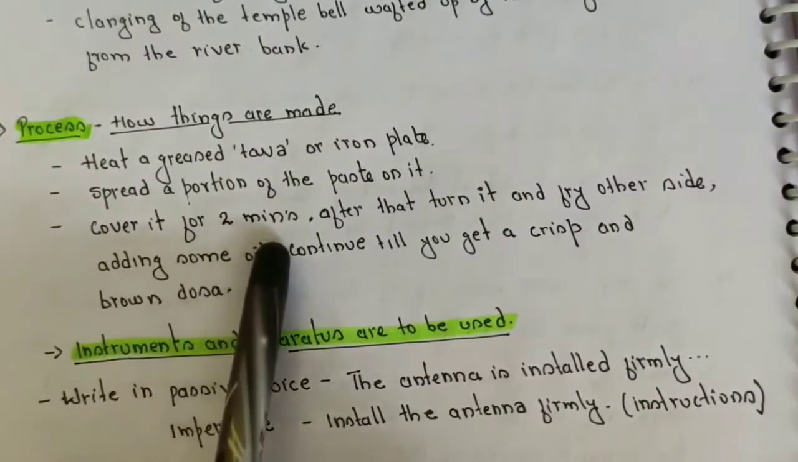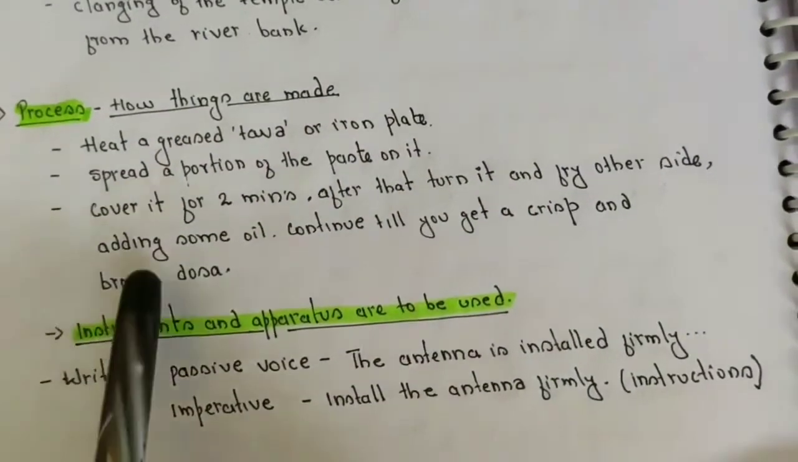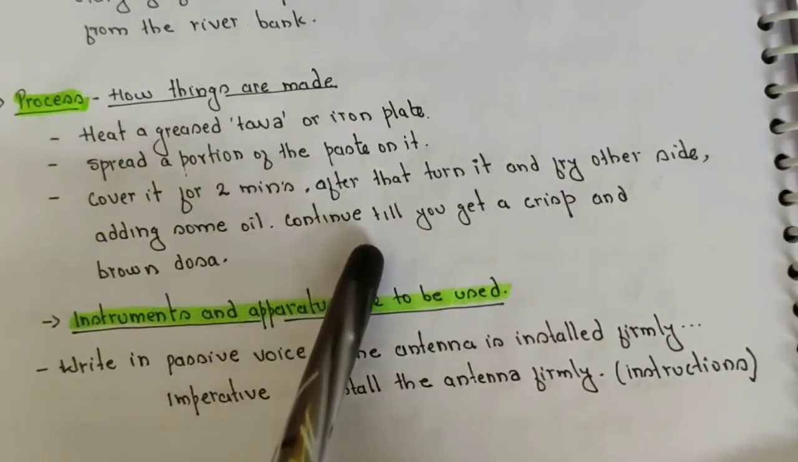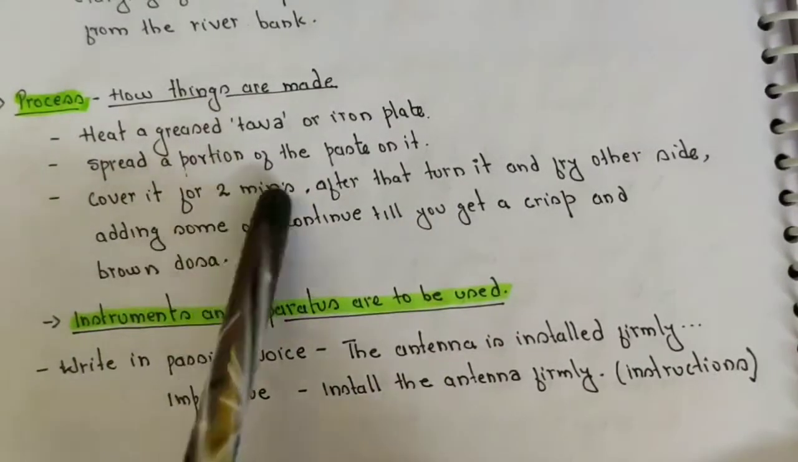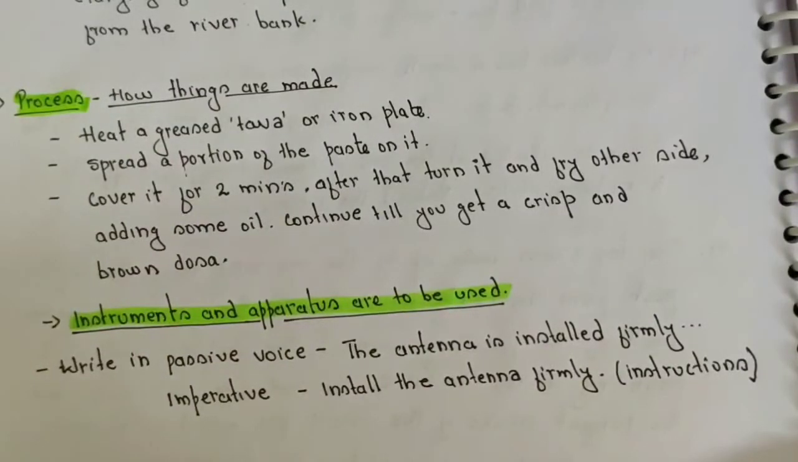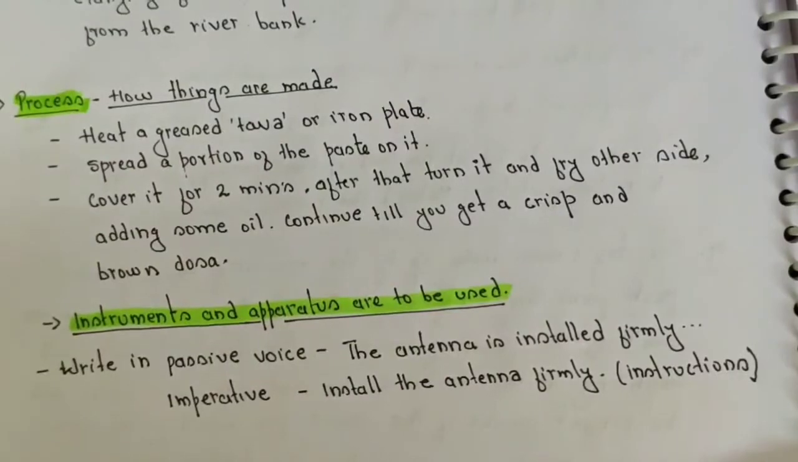Cover it for 2 minutes. After that, turn it and fry the other side. Adding some oil. Continue till you get a crisp and brown dosa. So this was the process of making dosa. I have skipped the process of making paste.